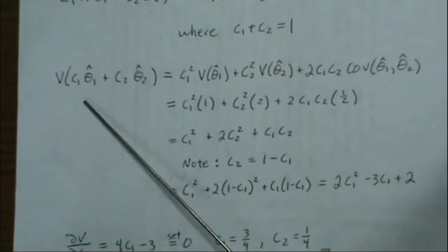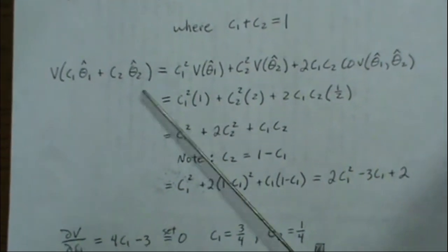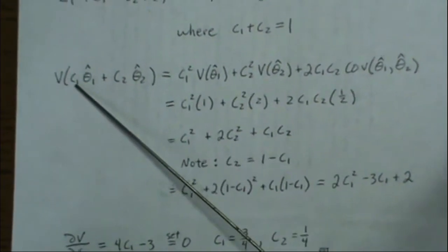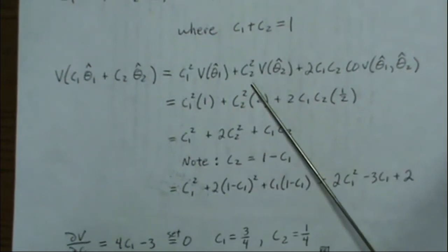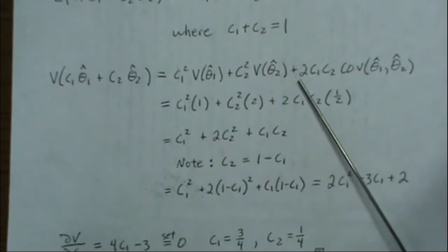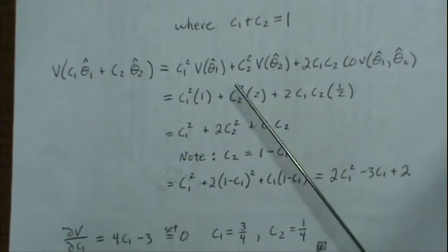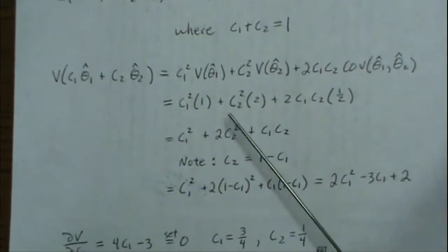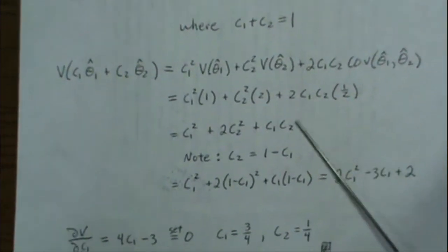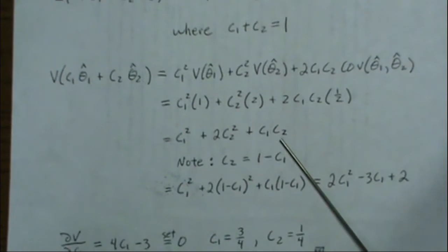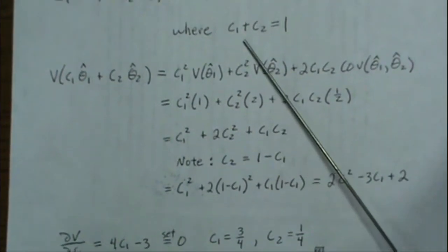So the variance of C1 theta 1 hat plus C2 theta 2 hat is, since those are constants, you bring them out squared: C1 squared times the variance of theta 1 hat plus C2 squared times the variance of theta 2 hat, and then 2 times C1 C2 times the covariance. Well, we're given these values here, so you plug those in, 1, 2, and 1/2, and it simplifies to this. Now somehow we have to minimize that, but we're under the restriction that they have to add to 1.